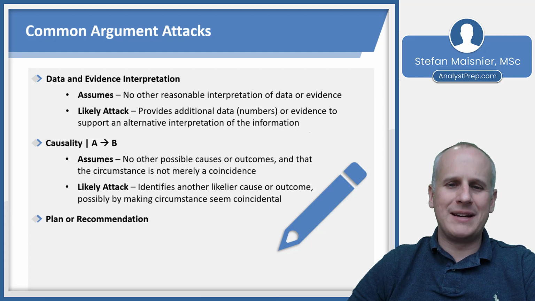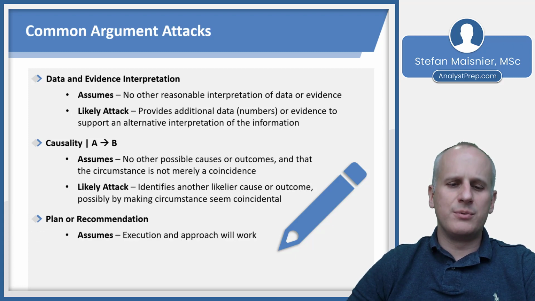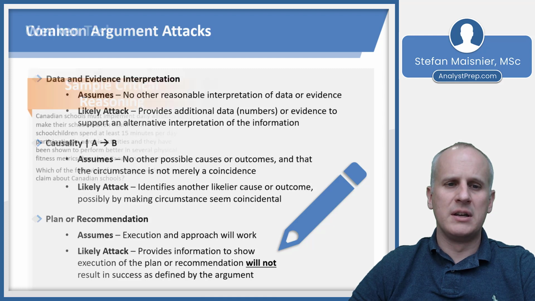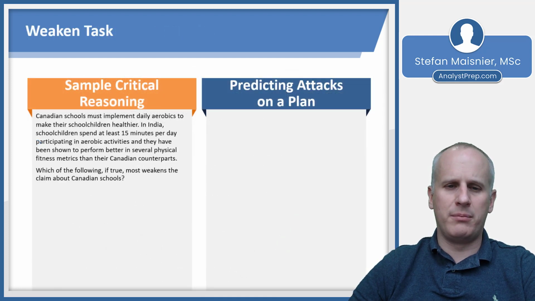While a plan or recommendation common argument is going to assume that the execution approach will work. And we know that the conclusion of all plan or recommendation based arguments is that the plan or recommendation will be executed. And the assumption is that it's going to work. So our likely attack will provide information to show that the execution of the plan or recommendation will, in fact, not result in success as defined by the argument. Remember to always check for the specifically defined metric of success when you're evaluating plan or recommendation arguments on the GMAT Focus. So let's take a look at one more here on the slide.